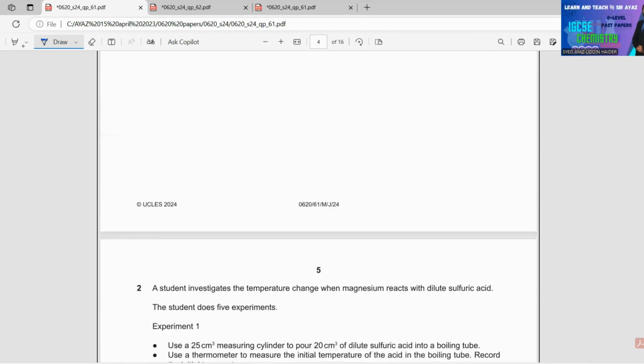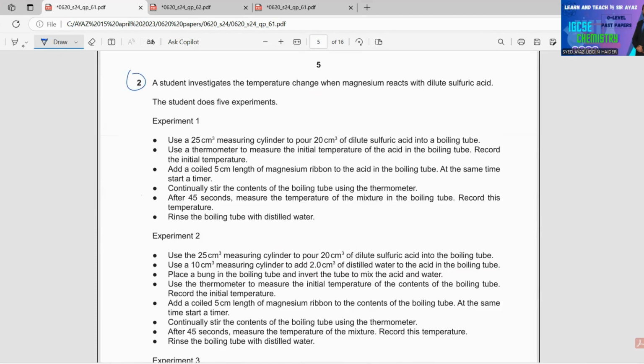Move to the next question, which is question number 2. A student investigates the temperature change when magnesium reacts with dilute sulfuric acid. The student does 5 experiments. Experiment 1. Use a 25 cm³ measuring cylinder to pour 20 cm³ of dilute sulfuric acid into a boiling tube. Use a thermometer to measure the initial temperature of the acid in the boiling tube.